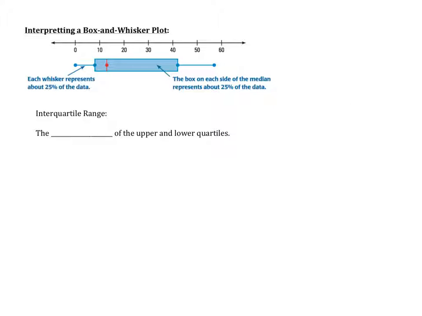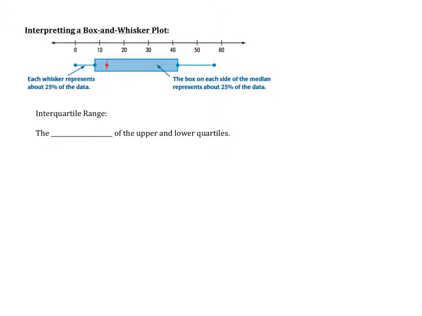So now let's interpret a box and whisker plot. So here again you see an example of a box and whisker plot. They started at 0 and went to 60 with their number line. So we have our minimum, our maximum, lower quartile, upper quartile, and the median. It says that each whisker represents 25% of the data, because remember, a box and whisker plot splits your data up into 4 parts. So here's 25%, here would be 25%, this would be 25%, and this would be 25%. So the box on each side of the median represents about 25% of the data. So 25, 25, 25, 25.